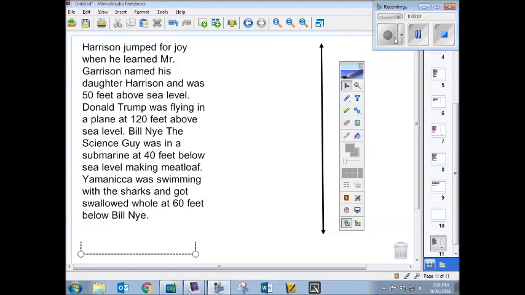All right. So here's our next question. Harrison is jumping for joy when he learned Mr. Garrison named his daughter Harrison and was 50 feet above sea level. Donald Trump was flying in a plane at 120 feet above sea level. Bill Nye the Science Guy was in a submarine at 40 feet below sea level making meatloaf. And Yamanika was swimming with the sharks and got swallowed whole at 6 feet below Bill Nye. By far the weirdest one of the day.